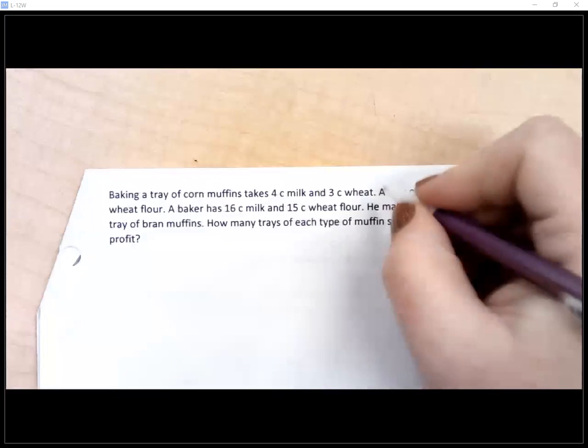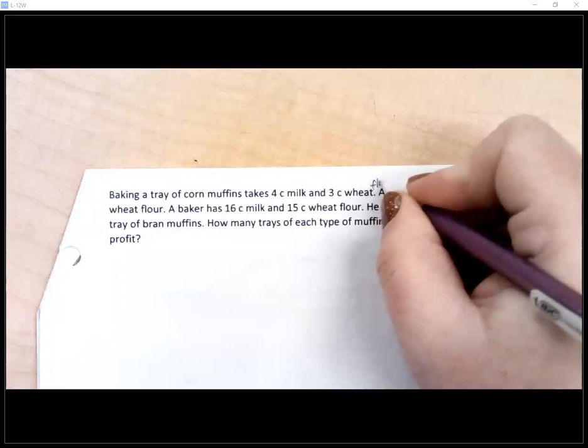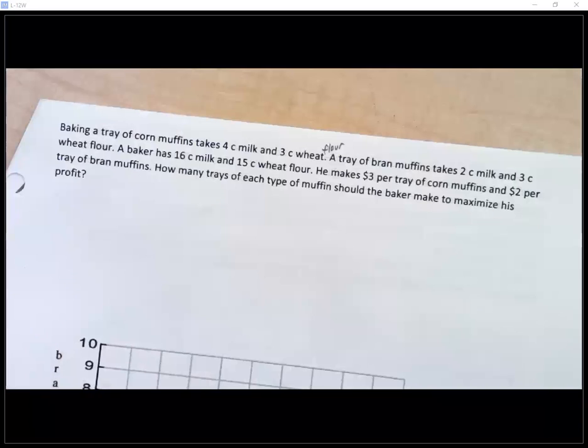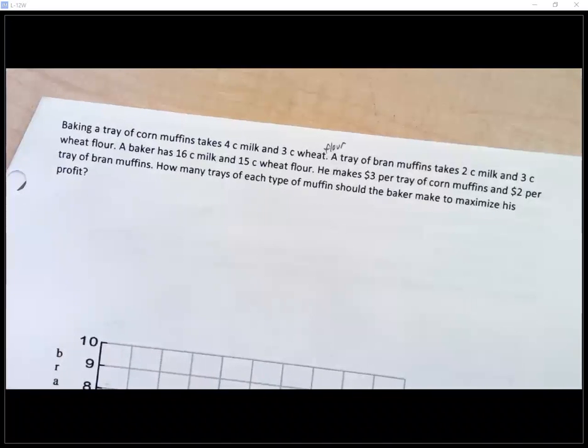Yeah, so just add the word flour there. Sorry, it's all the same. Okay. And he makes $3 per tray of corn muffins, $2 per tray of bran muffins. How many trays of each type of muffin should the baker make to maximize his profit?